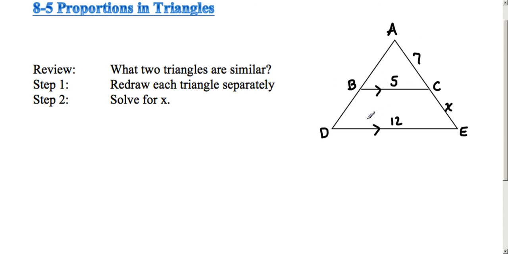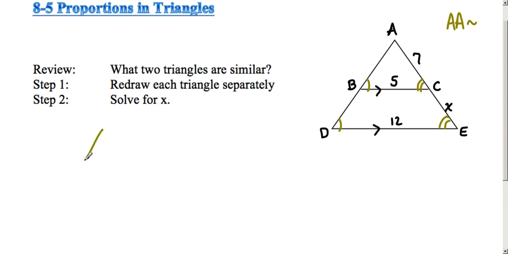We know that when two parallel lines are cut by a transversal, we've got corresponding angles that are congruent. So these two angles are congruent, and here's another pair of corresponding angles. So they're congruent. So we've got angle, angle, similarity. So these two triangles are similar. Okay, they ask us to redraw each triangle separately.